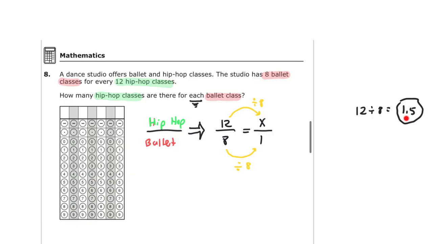It's kind of a weird thing to say there's 1.5 hip hop classes for each ballet class, but that's what they're asking. You just have to kind of go with it, right? So for every ballet class, there are 1.5 hip hop classes. So that is the answer to that one, and you would fill it in here. So I guess that would be 1.5, like that. So that's how you do that one.